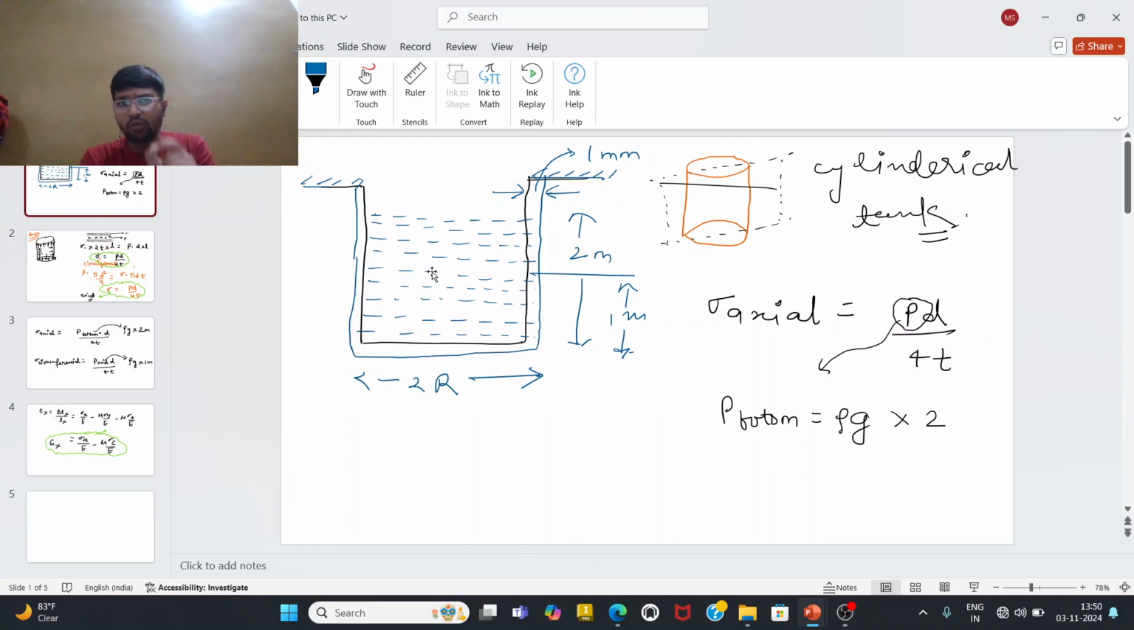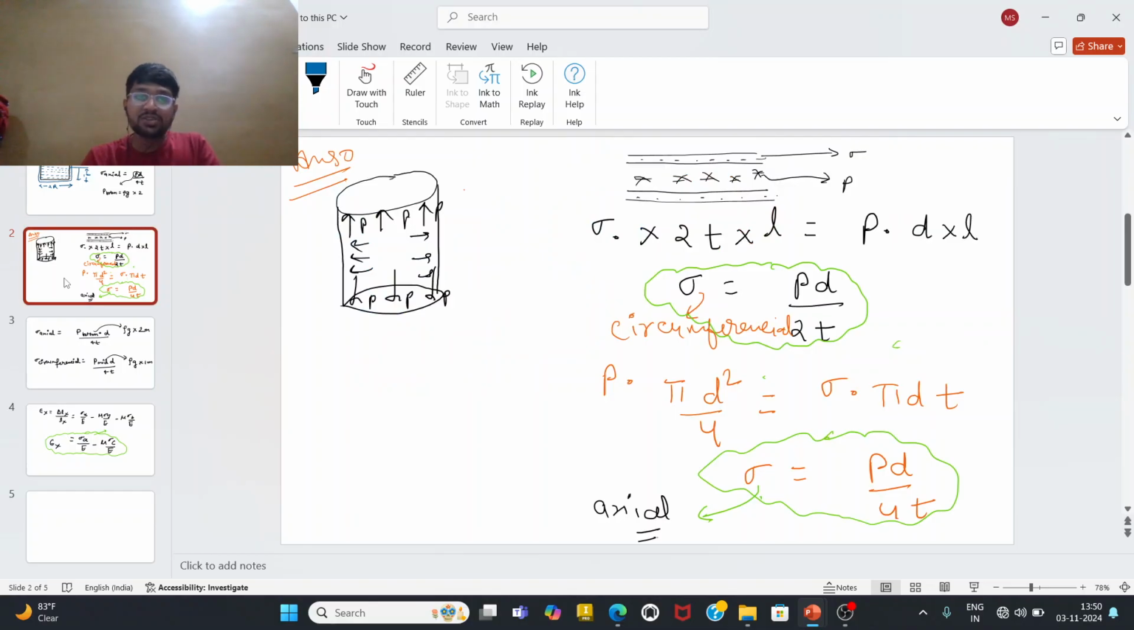Before moving to this problem, first we will try to understand how to solve the uniform pressure cylinder problem. Here we have a cylinder with a uniform pressure P. Now, how do we find the circumferential stress? You can also say hoop stress.